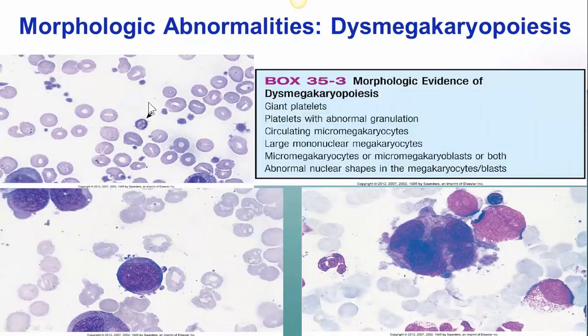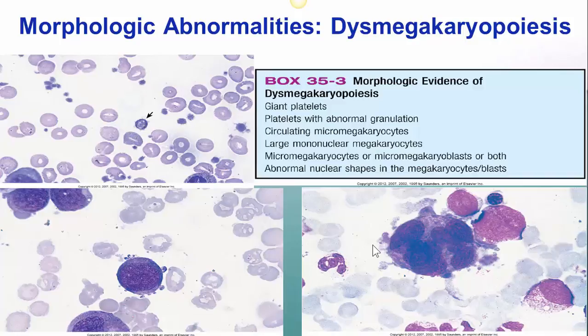This megakaryopoiesis is evidenced by giant platelets and abnormal platelet granulation in peripheral blood, as shown in the image on the top left. Circulating macromegakaryocytes can also be seen, as shown in the image on bottom left. The image on the right shows abnormal nuclei of megakaryocyte. All the morphological abnormalities we have discussed so far come with abnormal cellular function.